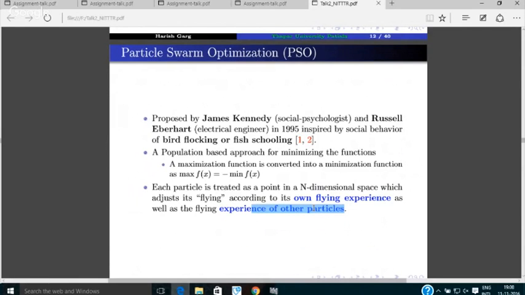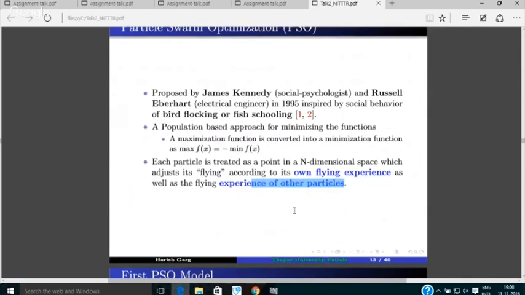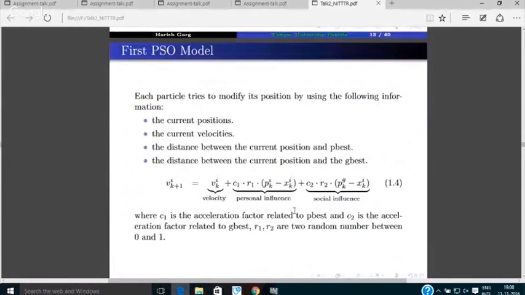So there are two basic terms: one is called own flying experience, and the other is the experience of others. This is the basic PSO model. Each particle is flying with its current position, because our algorithm is about where you stand. What is your initial position? Second is the current velocity, V_k^i, which is my current velocity. This velocity depends upon your previous velocity.